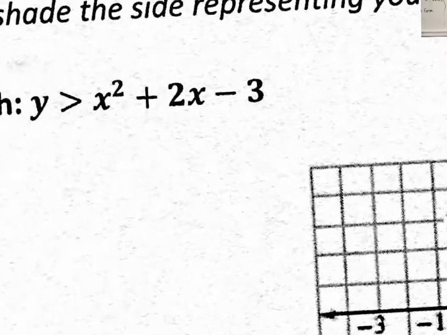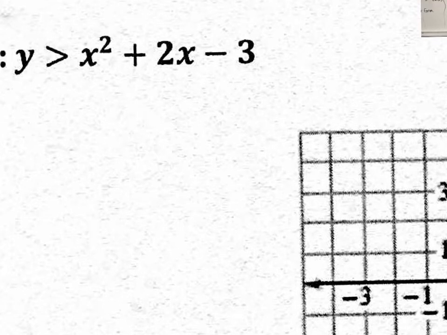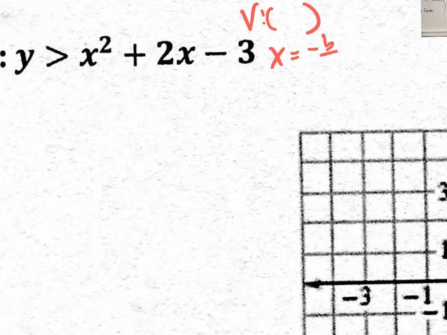So how do we start graphing this? If it were an equation, how would I start graphing it? Well, this is a quadratic though, it's not a linear anymore, which means we need to find the vertex. You guys remember that? How do we find the vertex? Negative b over 2a. Yep.